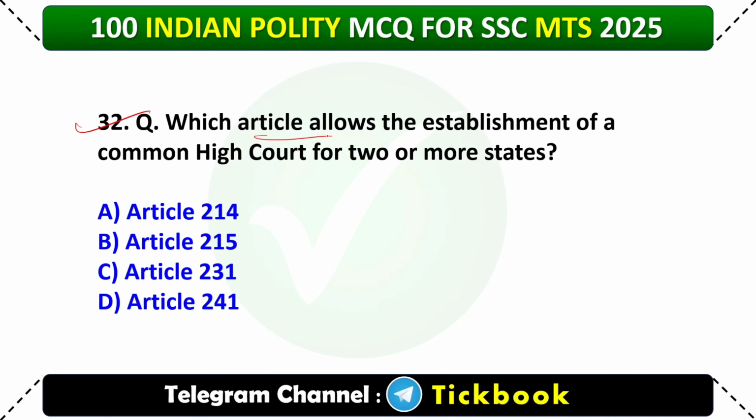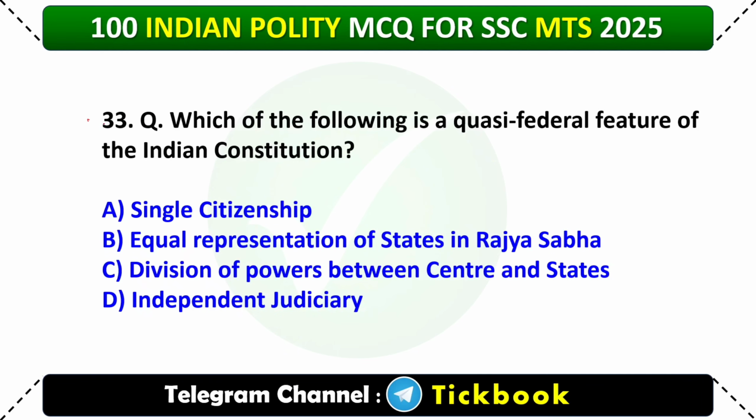32. Which article allows the establishment of a common high court for 2 or more states? Option number C, Article 231. 33. Which of the following is a quasi-federal feature of the Indian Constitution?